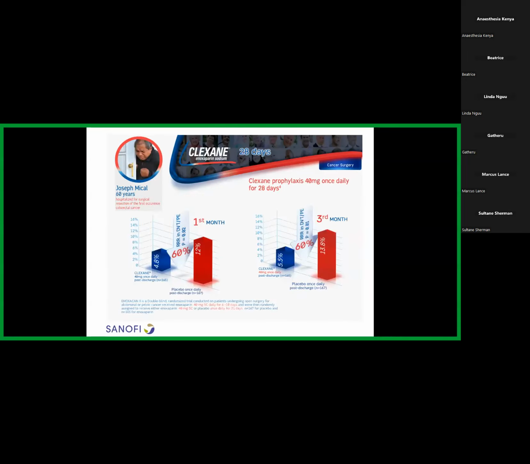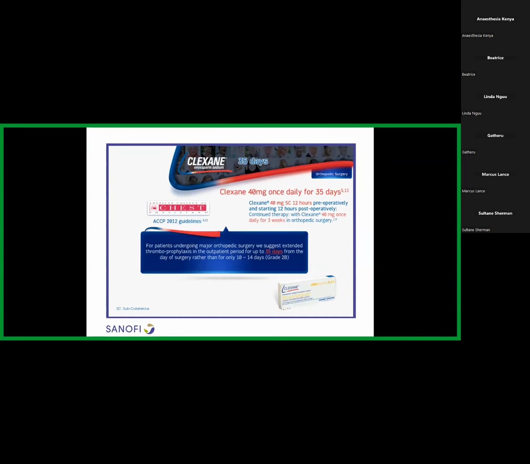Therefore, we recommend as Sanofi that Clexane for your cancer surgery, after surgery, be given for at least 3 months for these patients to prevent any type of DVT or PE from coming up. For your orthopedic cases, you should stop Clexane according to the ACCP guidelines 12 hours before surgery, and then initiate again 12 hours after surgery, and continue giving prophylaxis daily for at least 3 weeks or until the risk for developing a clot persists.